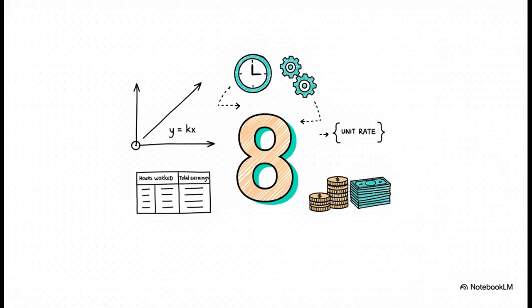It is incredibly satisfying to arrive here, isn't it? Y, your total earnings, is always equal to 8 times x, your hours worked. This is that classic y equals kx format of a proportional relationship, where k stands for our constant of proportionality. And in this case, that's our unit rate of 8.